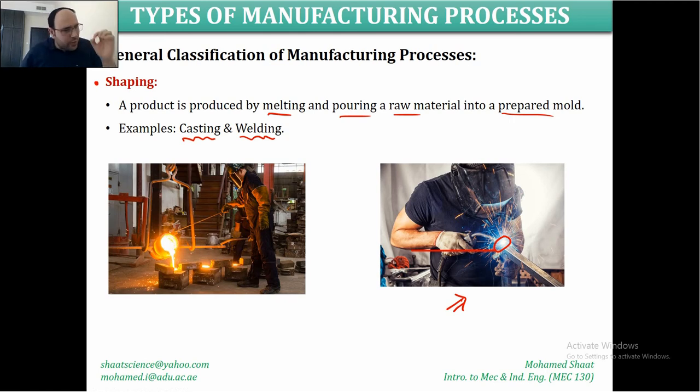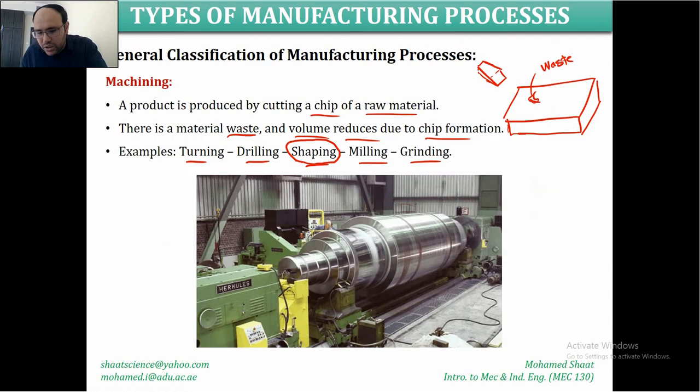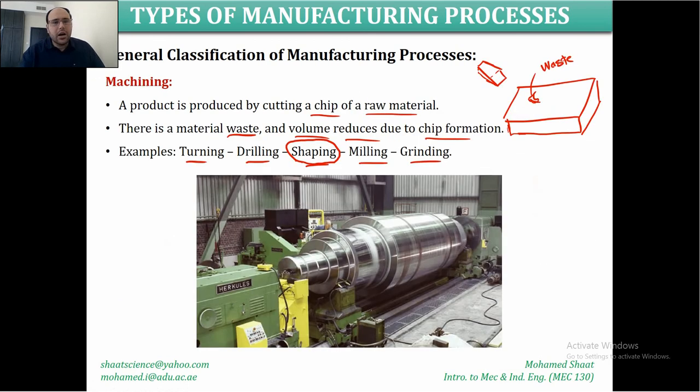Any process that involves melting the raw material will be counted as shaping. Any process that involves exposing the material to high force without melting it, keeping it in the solid state with the volume preserved, is counted as a forming process. Any process that involves cutting a chip from the material in order to end up with a product will be counted as a machining process. Shaping is one of the machining processes, not this shaping. Don't mix this shaping process with shaping as a category. Make sense? So these are the three categories, or the general classification, of the manufacturing methods in general.